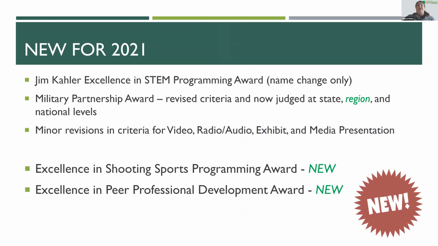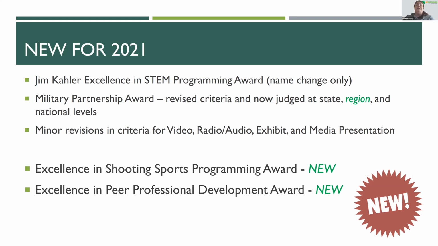So there's a few things that are new for 2021. One is just a name change. The Excellence in STEM Programming Award is now the Jim Kaler Excellence in STEM Programming Award. And this was brought about by some of Jim's friends from the national level who wanted to rename this in his honor to showcase his legacy. This is a great way to remember what he did as a professional for extension programming. STEM was his big area, and we appreciate them wanting to honor his memory by renaming this award.